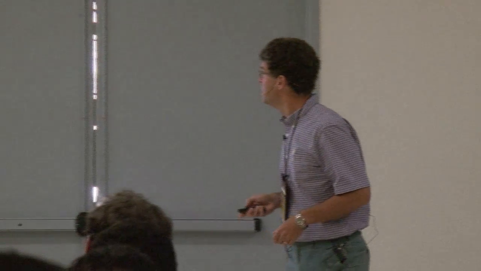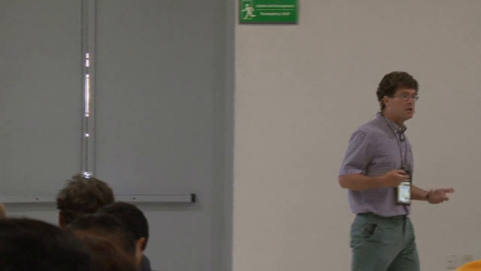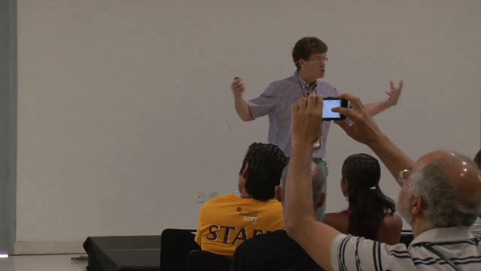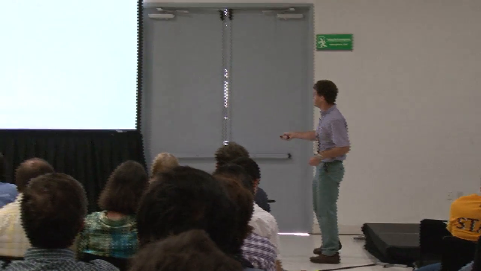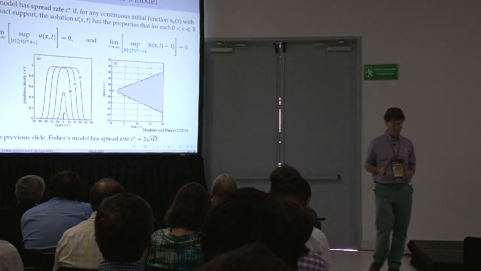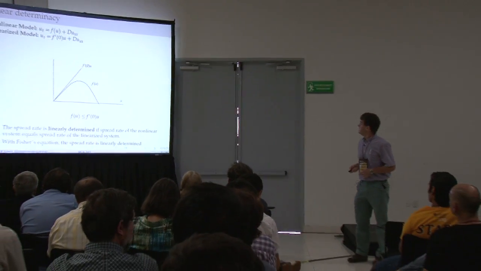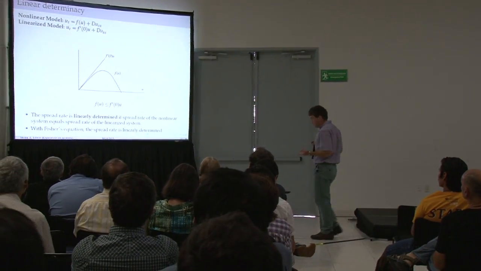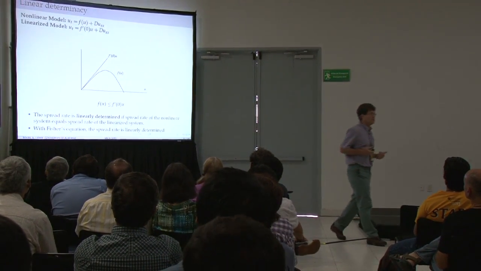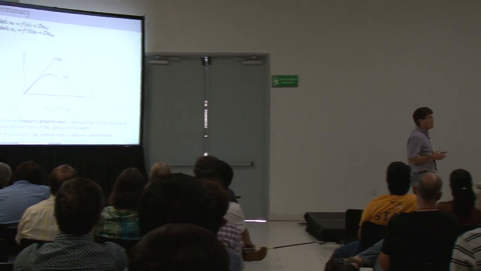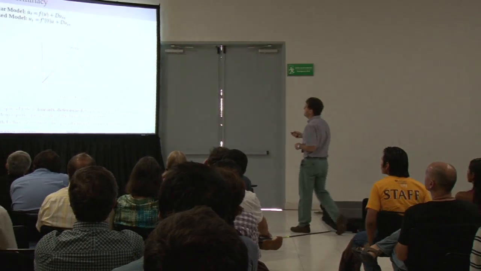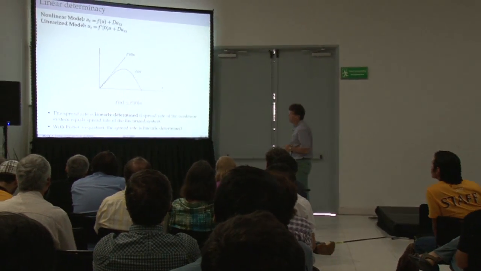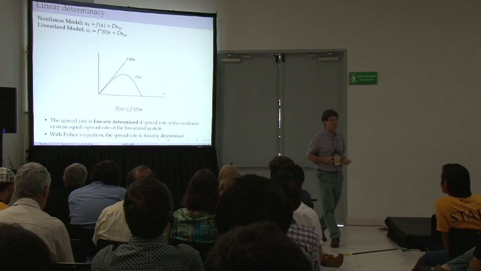And so from the previous slide, what Aronson and Weinberger showed quite a long time ago was that that original system, Fisher's equation, had a spread rate given by 2 times the square root of r times d. One of the key elements here is something called linear determinacy. And this is quite well understood for scalar equations, but isn't really that well understood for systems of equations.